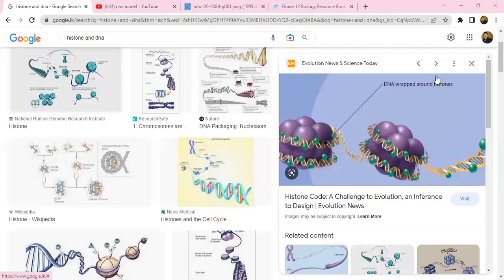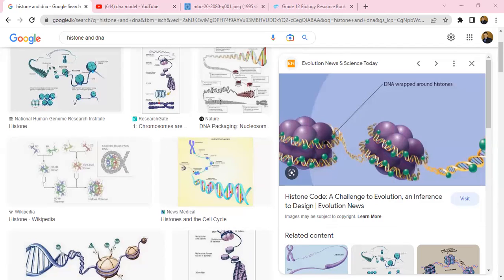Now if you take our genes, this can be seen. In what shape are the histone proteins arranged? Cubic shape, okay, and DNA is coiling around it.